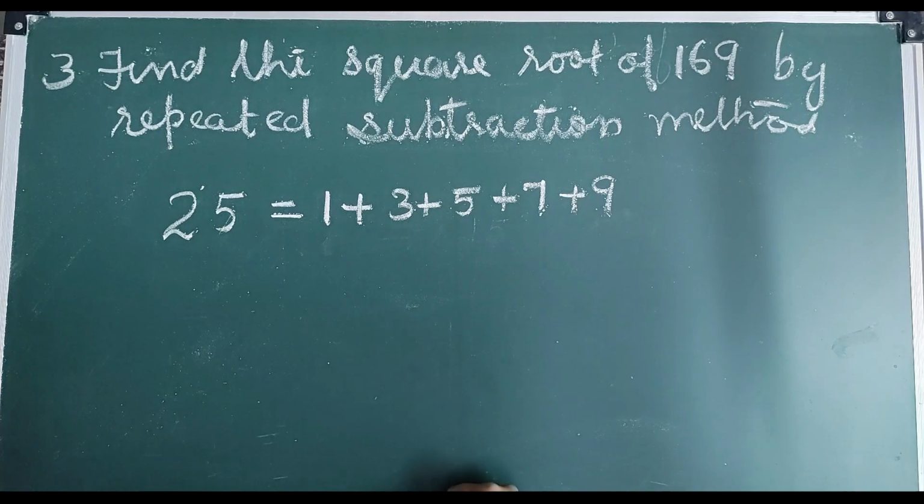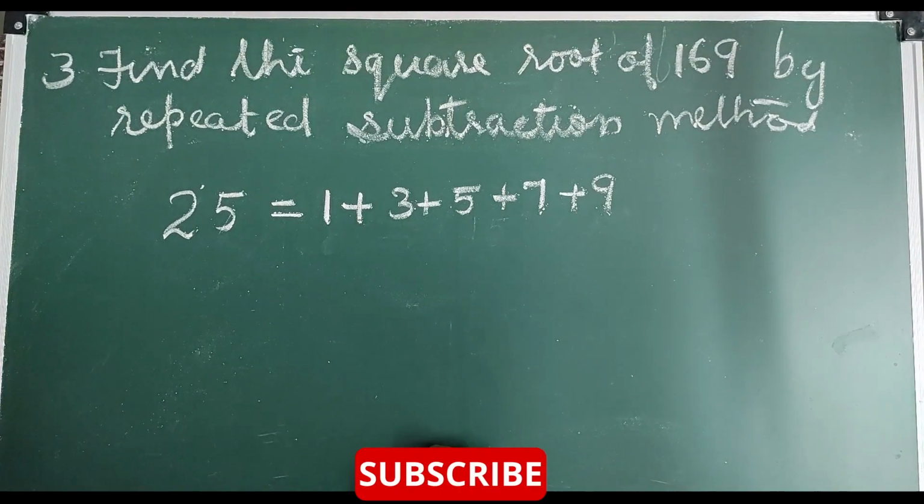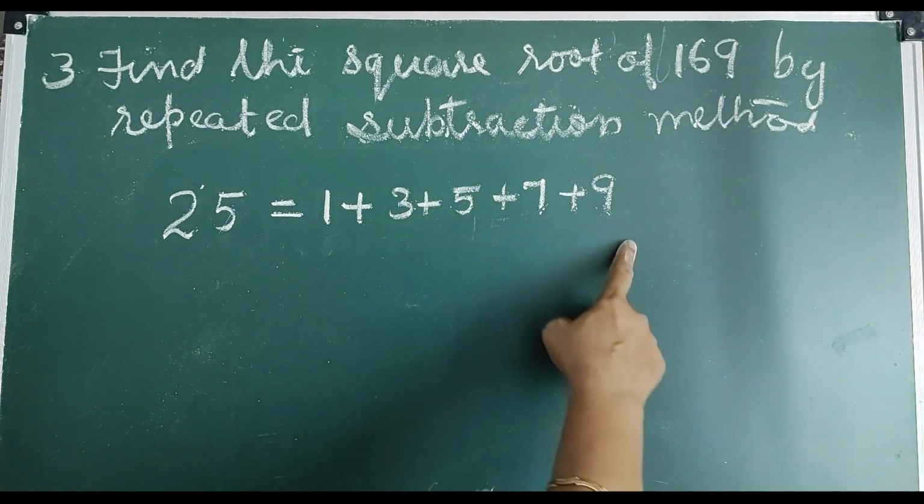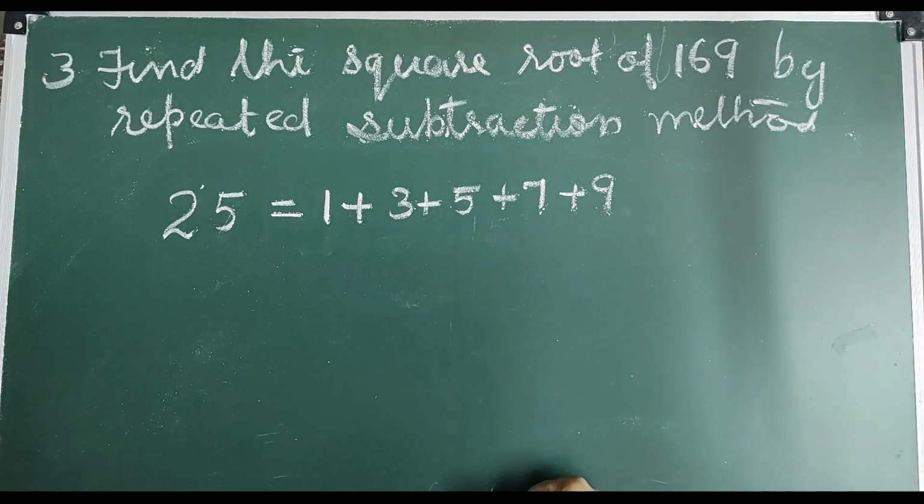So, in the method to obtain the square root, we subtract odd numbers, that is 1, 3, 5, 7, 9, etc. respectively. The number of times subtraction is performed to get 0 will be the square root of the given number.